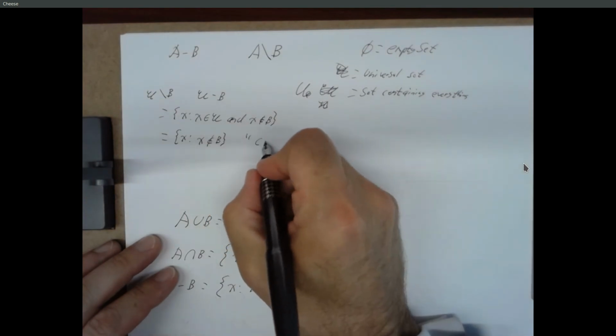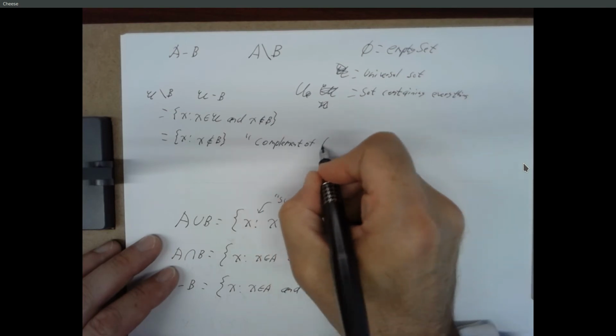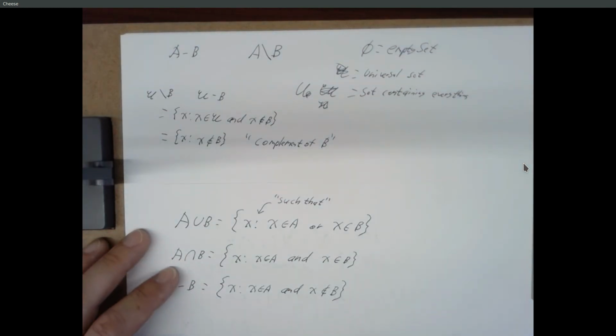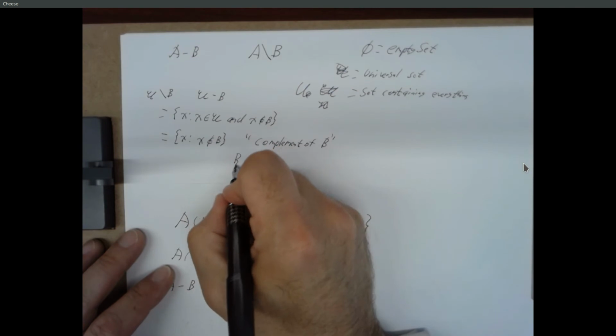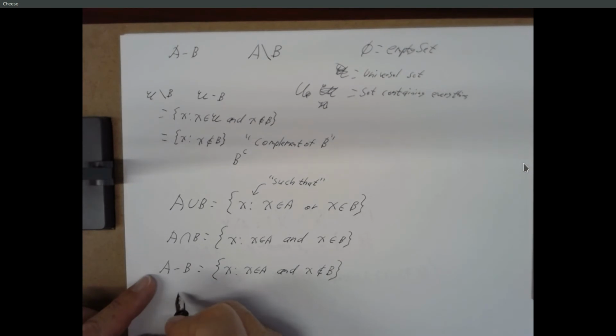And we have a special name for this. This is called the complement of B. Sometimes you'll see that written as B with a little c on top of it. Again, different notations in different sources. The book uses this one a fair amount. So B with a little c, that's the complement. And we can formalize that. The complement of B is the set of all x such that x is not contained in B.